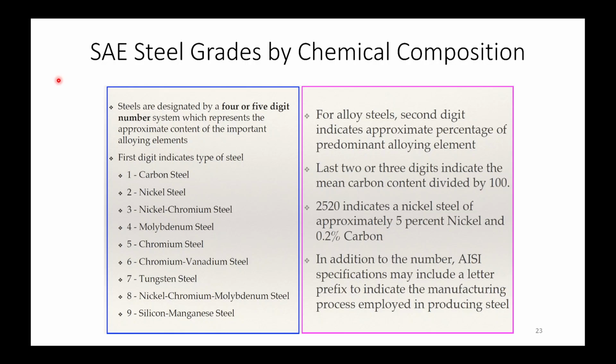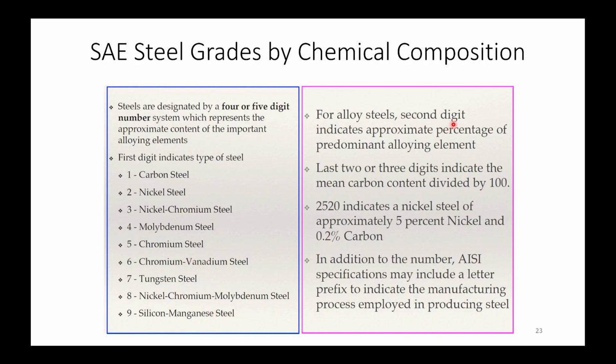Now, SAE steel grades by chemical composition. These steels are designated by a 4 or 5 digit number system, which represents the approximate content of the important alloying elements. Your first digit, if it is 1, then it will be carbon steel. For 2 it will be nickel steel. For 3 it will be nickel chromium. For 4 it will be molybdenum steel, in this manner.